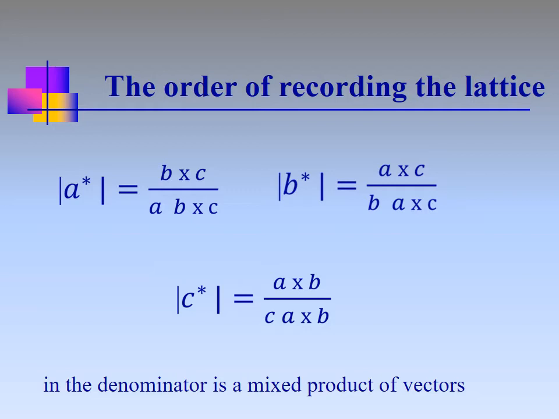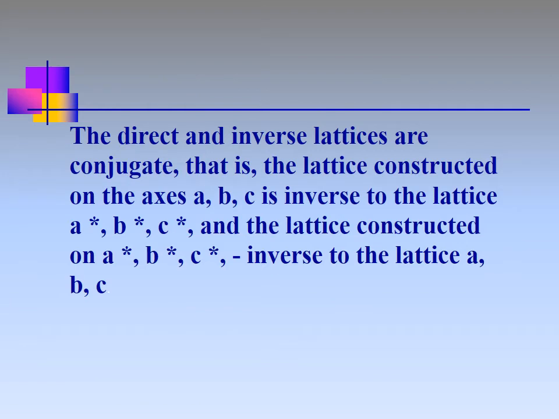The order of recording the lattice. Please look here at how to write vectors a star, b star, c star. In the denominator is the mixed product of vectors. The direct and inverse lattices are conjugate, that is, the lattice constructed on the axes a, b, c is inverse to the lattice a star, b star, c star, and the lattice constructed on these vectors is inverse to the lattice a, b, c.